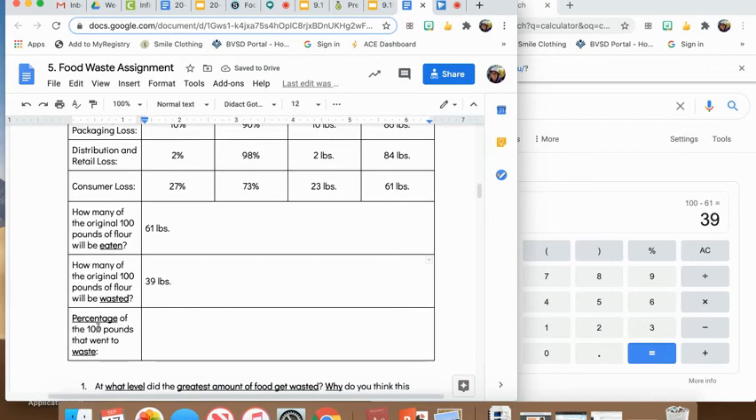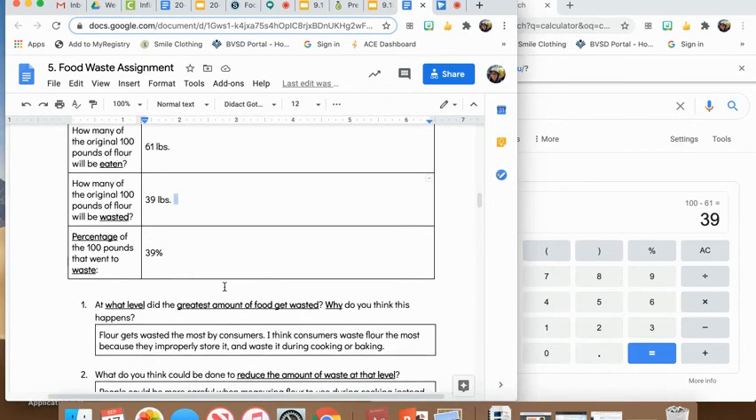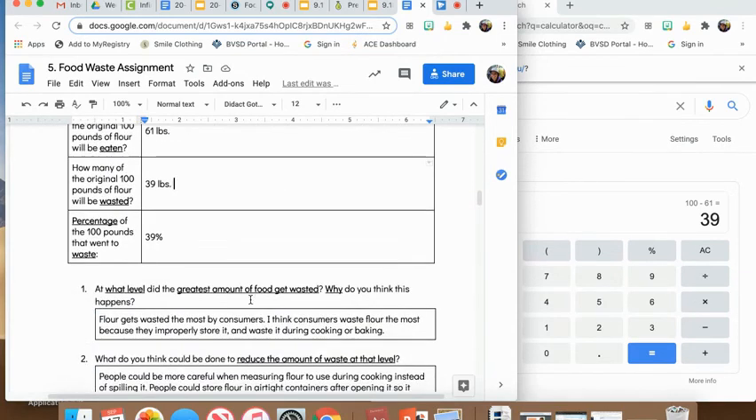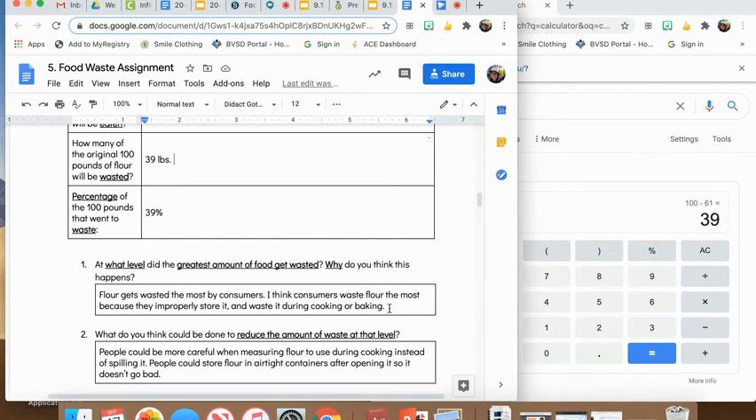And then the percentage of the 100 pounds that went to waste, this is really easy because we're working with 100. 39 pounds were wasted, which means 39% of that was wasted because we started with 100 pounds. Okay, so that answer will always be this answer, but in a percentage. Okay, and then you have 2 questions underneath the answer, and I actually already answered them just to kind of give you an idea, but you can come up with your own ideas.